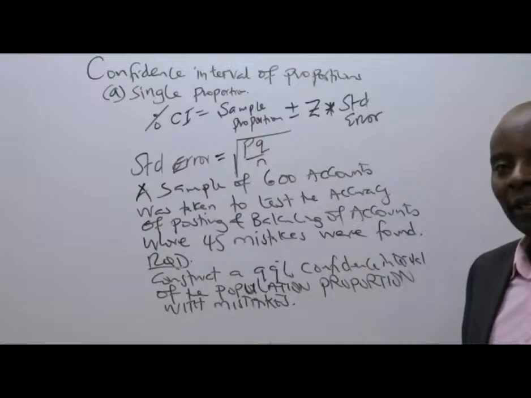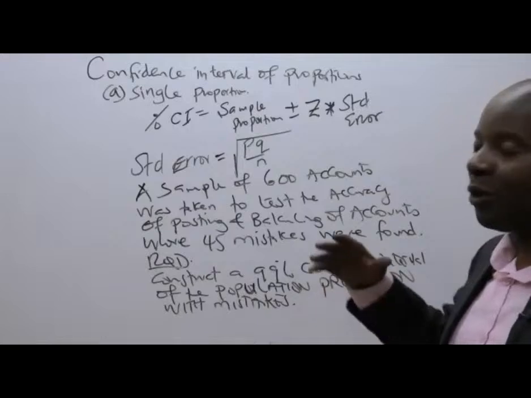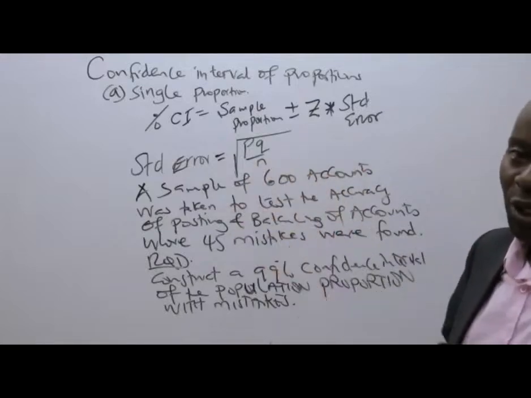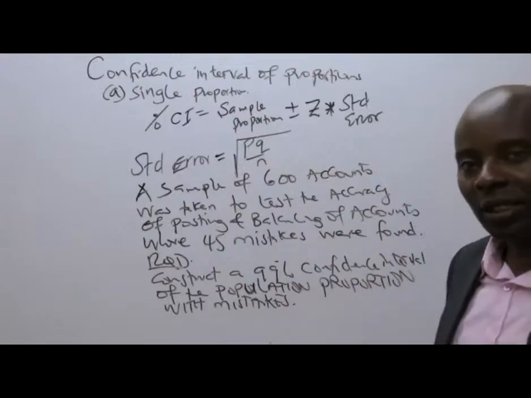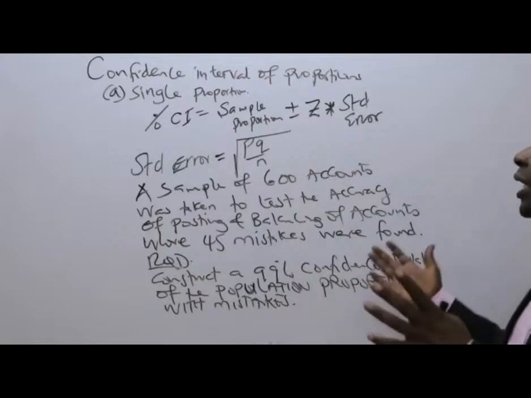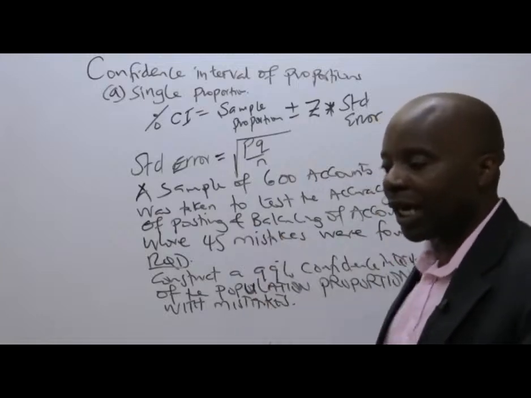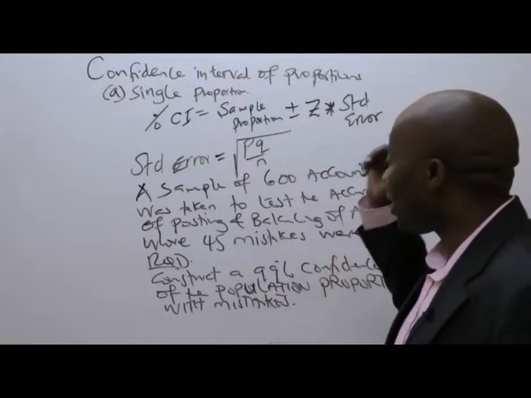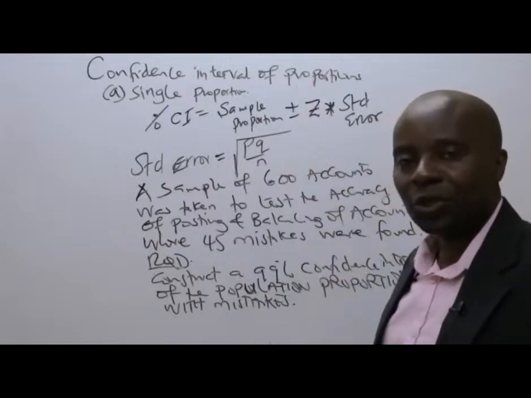Now, ladies and gentlemen, we have here a sample. We could be a big company with so many ledgers, but of course we can't go looking through the entire thing. We can't carry out a census. It'll be very expensive. So here we've taken a sample of 600 accounts, and out of these 600 accounts, 45 of them have got mistakes.